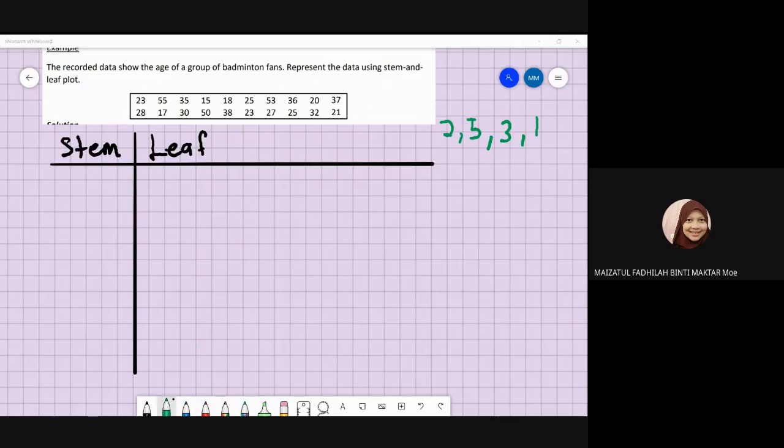Okay, then what if the number is not there? You can see in the data, the lowest number is 1 and the highest number is 5. So you just include the value of 4 also.